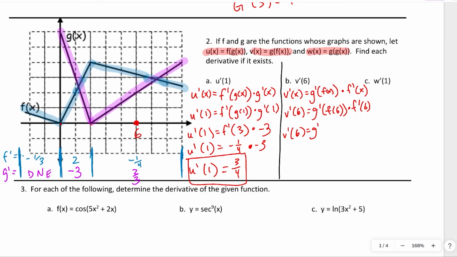First, we'll evaluate those f's. So f of 6 is 2, and f prime of 6 is negative 1/4. Recall that we found all the slopes at the beginning, so I'm just looking right here. Okay, so g prime of 2: if we go to 2, g's derivative at 2 is going to be negative 3. So this will be negative 3 times negative 1/4.